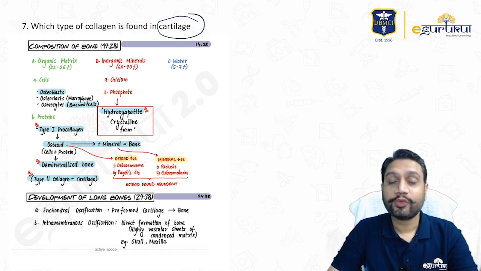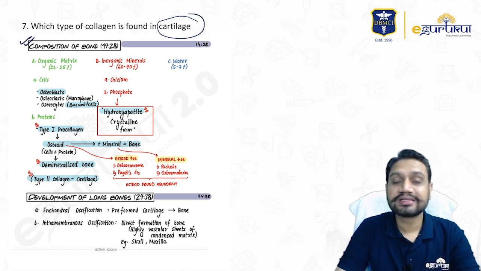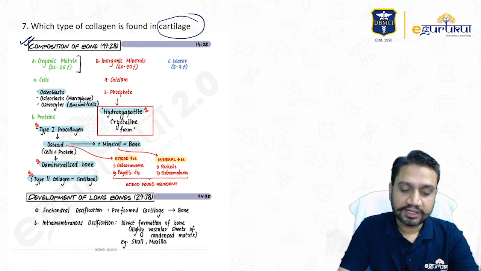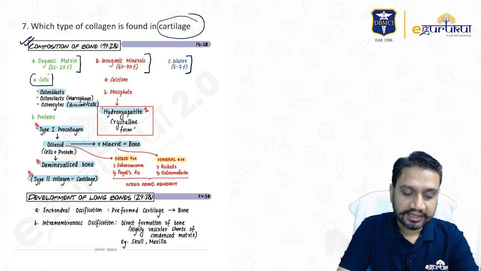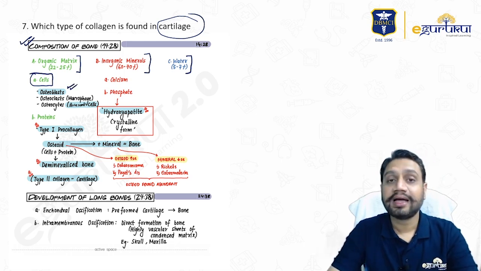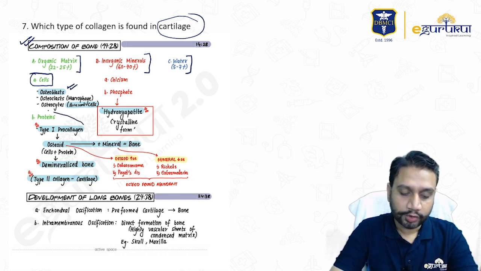But yes, when we discussed the basic anatomy and physiology, the basic composition of the bone, we discussed that the bone is made up of three components broadly. One, the organic matrix, one is inorganic mineral, and the other is water. In the organic matrix, we have cells, and the main cell of the bone is always the osteoblast.